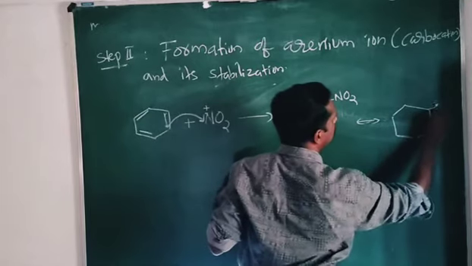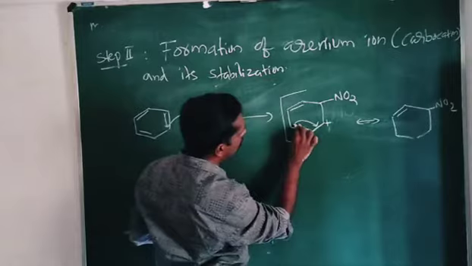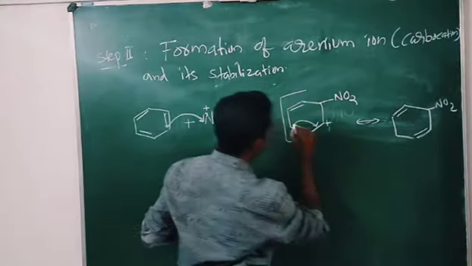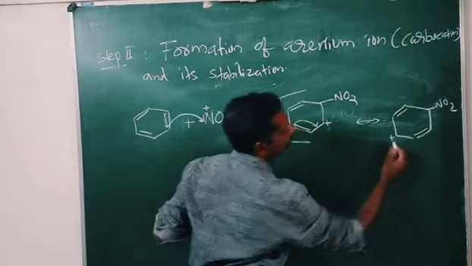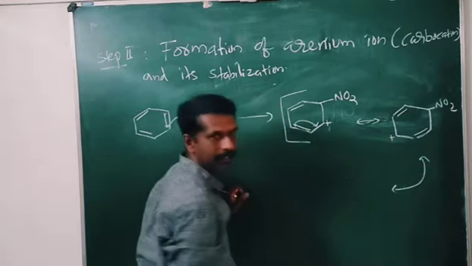Here it is NO2, here no change, and you can see that the bond breaks from this carbon and it will be shifted to here. Therefore, since the bond is breaking from this carbon, here is a positive charge. Now, what is the next resonance structure?